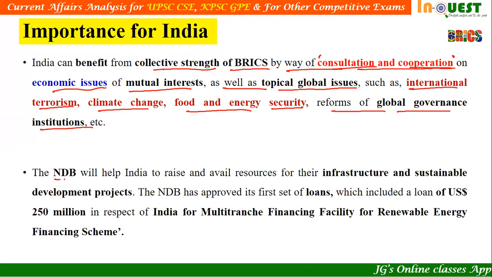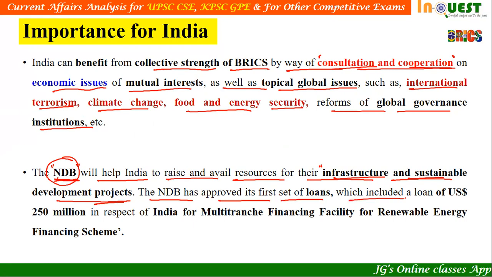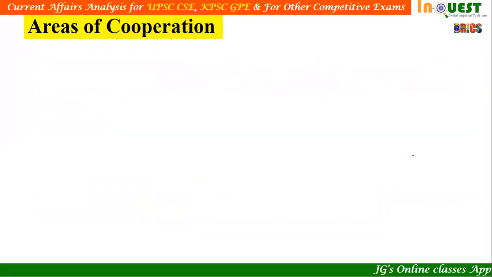Now, the bank, that is a new development bank. So we are going to study about this later. The New Development Bank, also called the BRICS Bank, will help India to raise and avail resources for their infrastructure and sustainable development projects. So, NDB will fund India for our infrastructure and sustainable development projects. The NDB has approved its first set of loans, which included a loan of 250 million US dollars in respect of India for multi-tranche financing facility for renewable energy financing scheme. So we have already availed loan from New Development Bank. This is how we are benefited from BRICS Association.